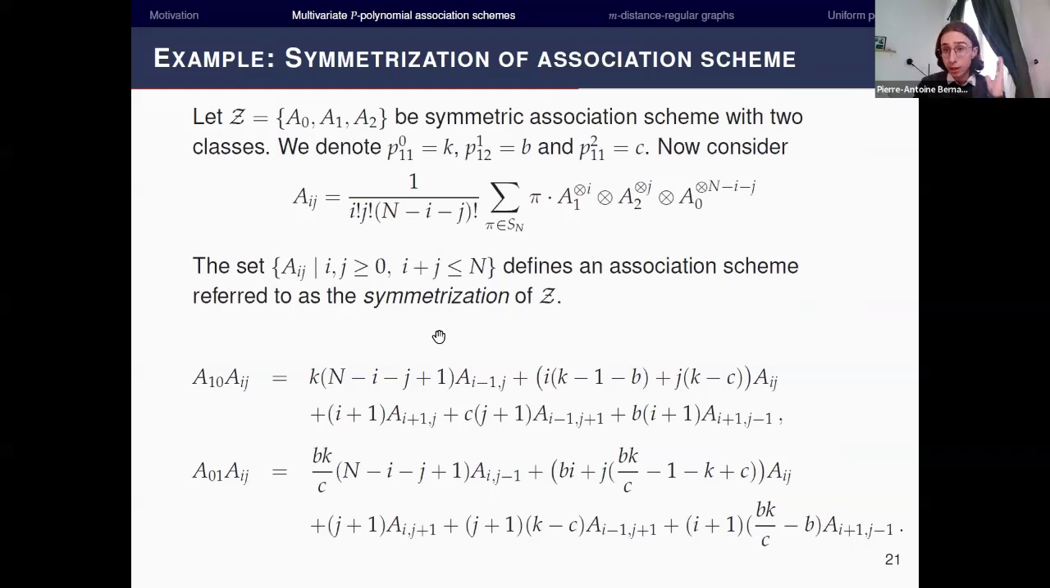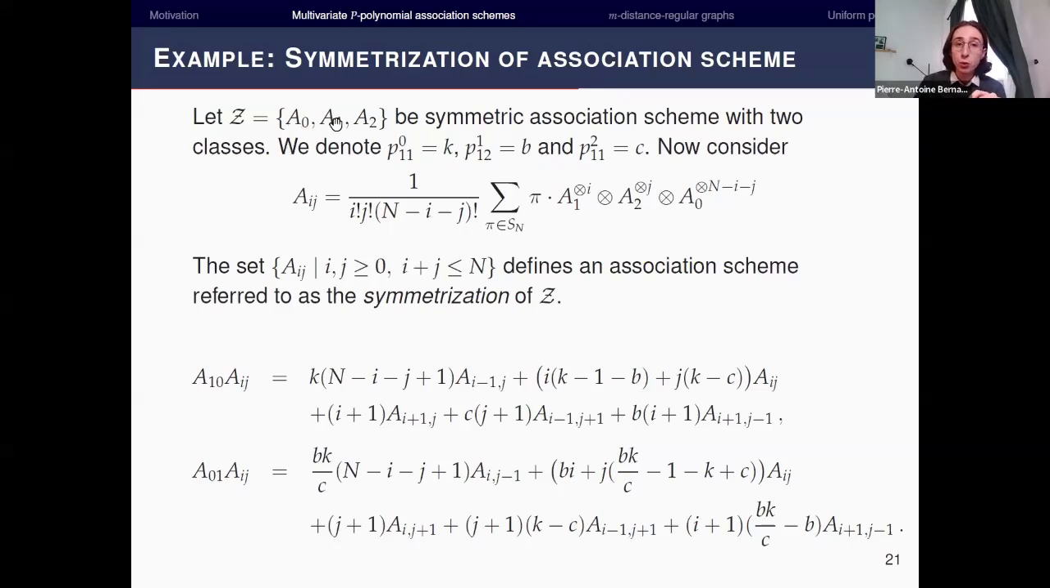Okay, now that we have the definition and we have a characterization in terms of the intersection numbers, we can look at an example. So here we consider the symmetrization of a two-class association scheme. The way that it works is you start with Z, which is just an association scheme with two classes, A1 and A2. And k, b, and c are defined with respect to the intersection numbers of this association scheme.